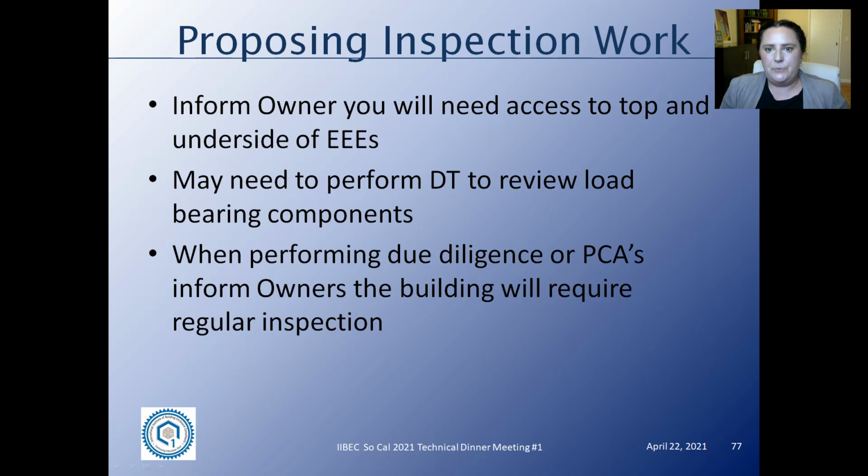So a couple tips when proposing inspection work and keeping your owners informed and your clients informed. I would inform the owner that you're going to need access to both the top and the underside of the triple E's. So you need to look at both the framing of the balconies and the exterior walking elements, and also look at the decking and the guardrails on top as well. So typically that means you're going to need access to the underside, and you're possibly going to need access through units in order to get to the top side of these decks.